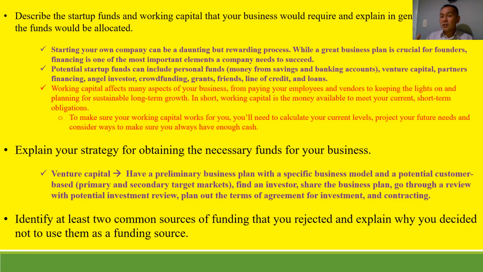So you start a new business, you have the funding source. Then from the funding source, what is your allocation for you to use? You need to use some money to pay the workers. So you have to have a budget. That is your working capital. What you will use to pay for your debts, your liabilities. To make sure your working capital works for you, you need to calculate your current levels, your projected needs of liabilities.